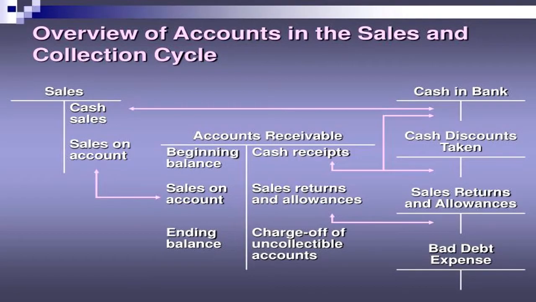In overview of accounts in the sale and collection cycle, we need to know about what is the type of sale that happen in the transaction. Usually, there are two types of sale, which are cash sale and also credit sale.